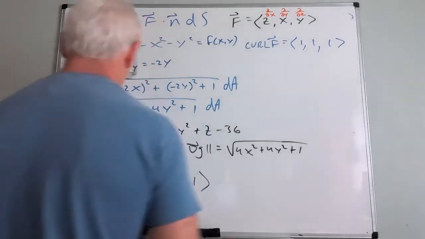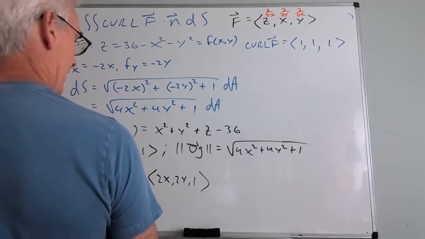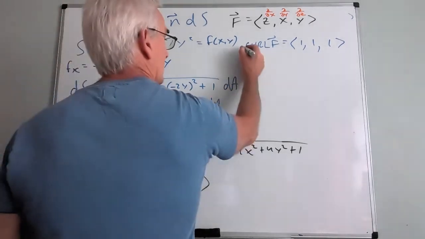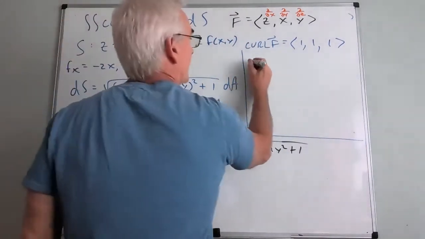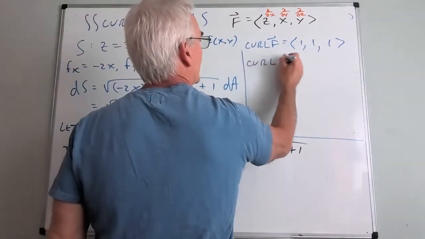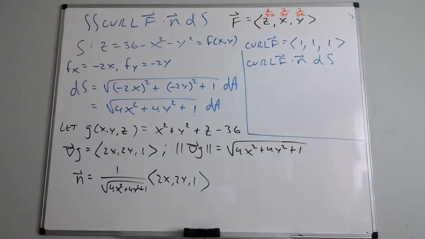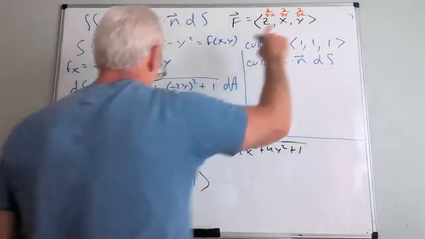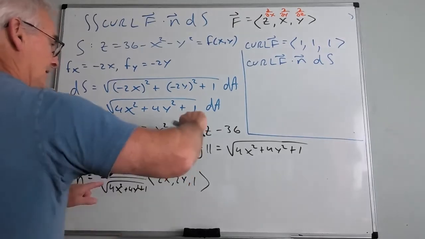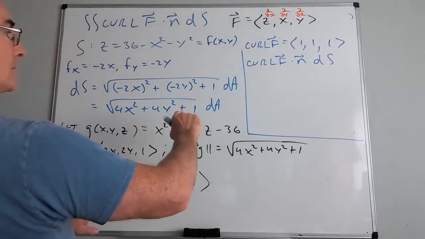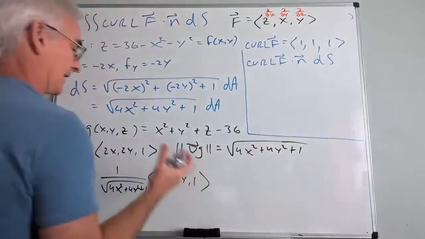So now, let's see. I've got my normal vector here. I've got my dS here. I'm kind of cordoned off this section here. So now let's do our curl of F dotted with n dS. Okay, so I'm going to do this dotted with this, and then that quantity gets multiplied by this. So those guys will end up canceling. That's why we get everything right here.